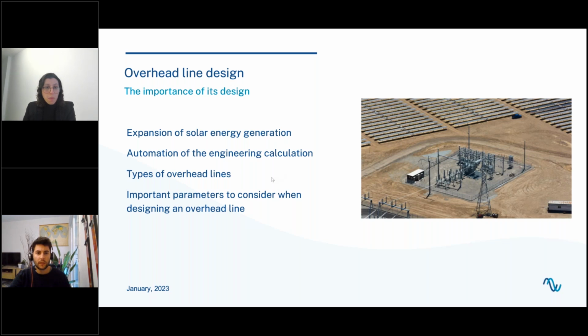Quick question here, Suki. What about topography? Is it connected to these environmental parameters? Is it taken into account separately? How does it work?